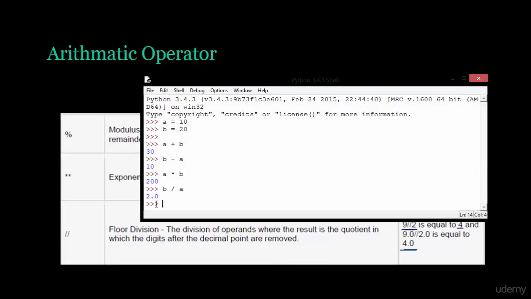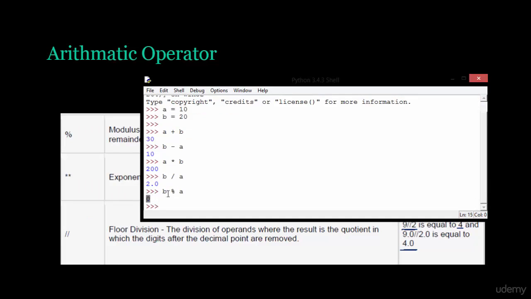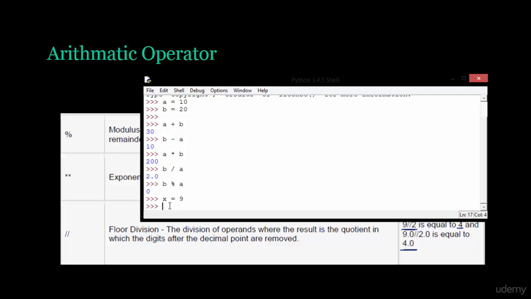And here, if I type B modulus A, this will give us 0. Let's try another example of modulus. X equal to 9 and Y equal to 4. If I type X modulus Y, this will give us 1 because 9 contains 2 fours and the remainder is 1. This is what we mean by modulus, the remainder.